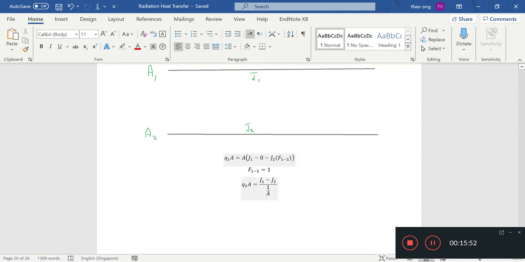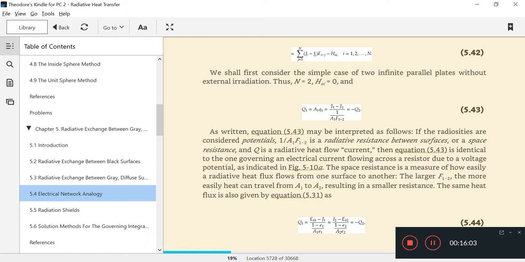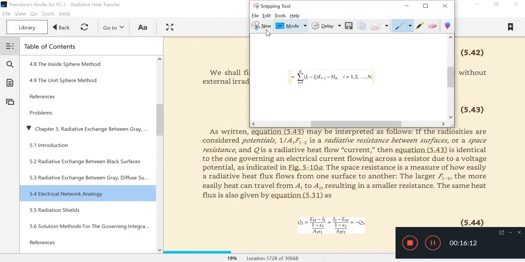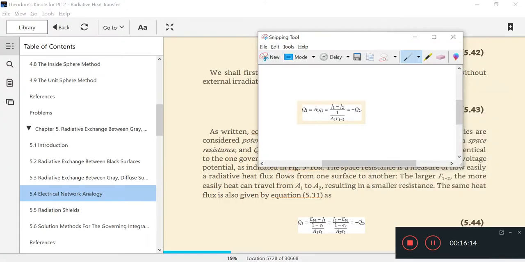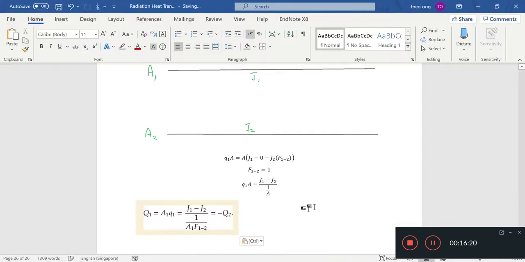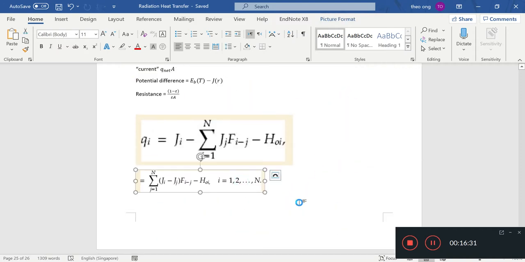So we just compare what we have here. Q1A equals J1 minus J2 over 1 over A. So that's the first difference, I just multiplied by that. But apparently, they have J1 minus J2 over 1 minus 1 over A1 F1 to 2, which is the view factor. So we notice the two differences, and you're probably going to ask why doesn't the view factor also pop up here?